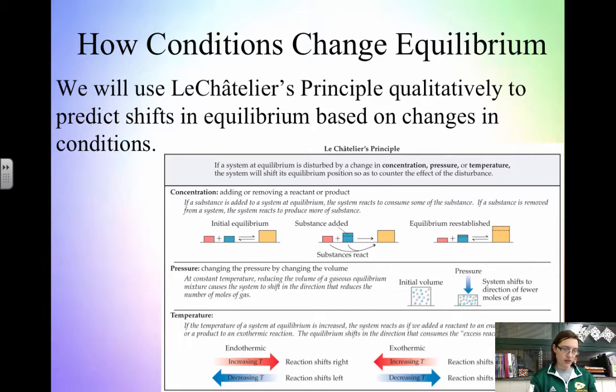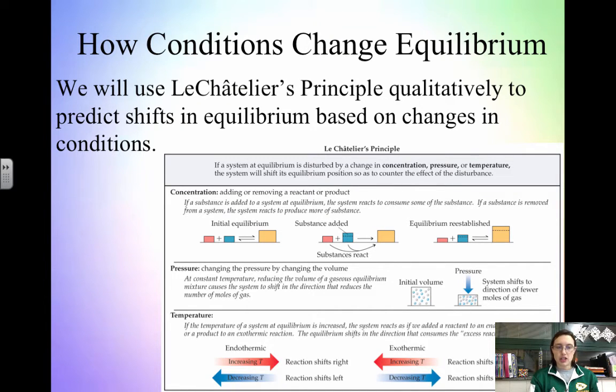Now, the three things that we're going to be looking at are adding or removing a reactant or product, that's concentration. We're going to be looking at changing the pressure by changing the volume, and we're going to look at temperature. And we're going to look at how the equilibrium system shifts.